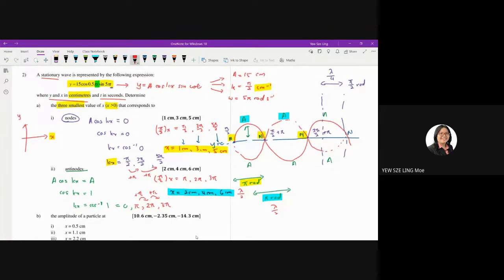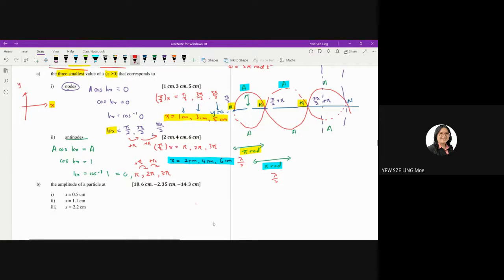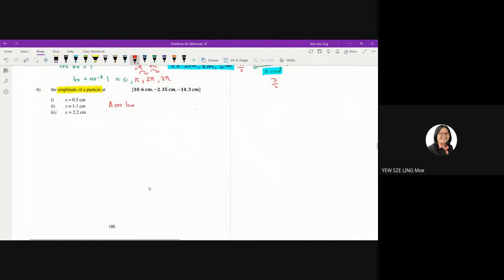Okay, so now let's look at questions B. Questions B is just very simple. Just make sure you read the questions carefully. The question is asking for the amplitude of particles. Amplitude of particle, not amplitude of progressive wave, not amplitude of stationary wave, but the amplitude of a particle, which means the equation that we're going to use is A cos kx. So that is the equation that we're going to use to solve questions B.